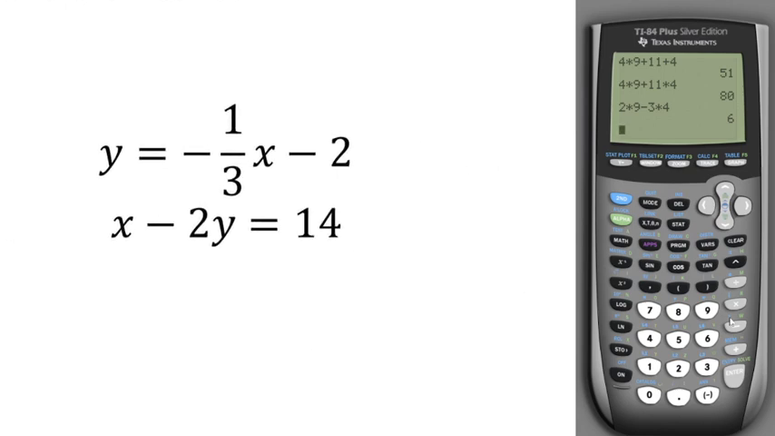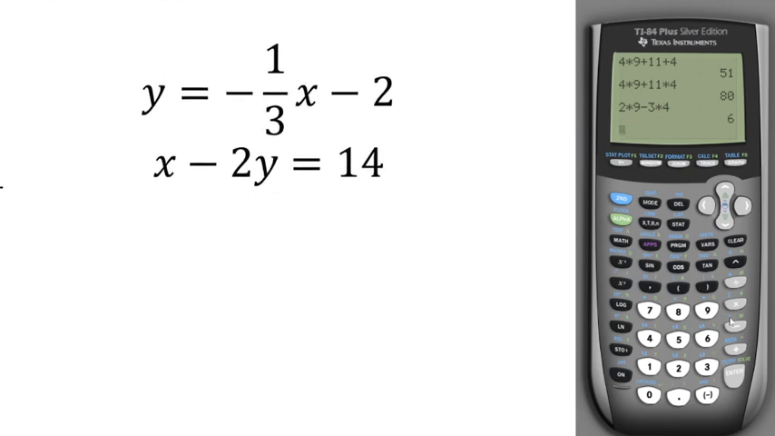Oh, and the next problem, would you look at that? That's so sweet. I'm like, okay, I could do substitution, right? But it's going to give me a fraction, which makes me always cranky.